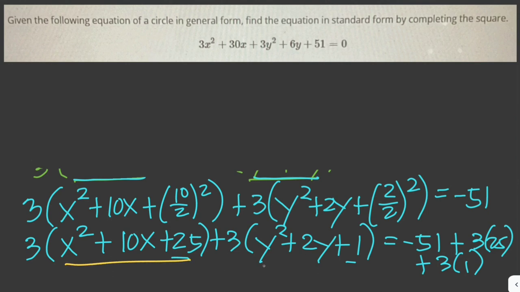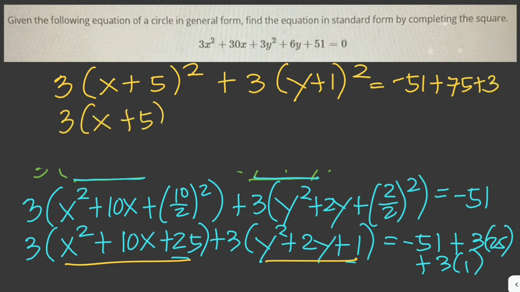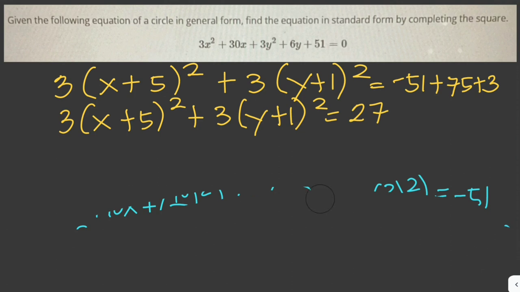We can write this as x plus 5 squared, and this one is y plus 1 squared. So 3 times x plus 5 squared plus 3 times y plus 1 squared equals negative 51 plus 75 plus 3. So this is equal to 27. Then we can divide both sides by 3.